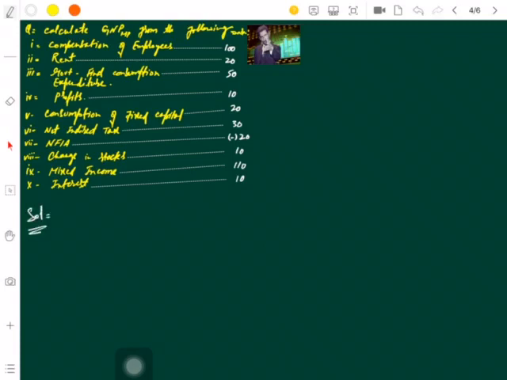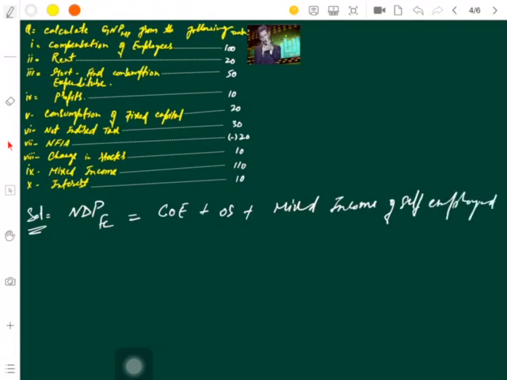Solution will be like, first, to reach the gross national product at market price, we will have to go through NDP at FC, which is equal to, recall it, compensation of employees plus operating surplus plus mixed income of self-employed. Okay, so these are the major three parts. So NDP FC will be equal to, what is the compensation of employees? Is it given? Yes, it is given. It is 100.